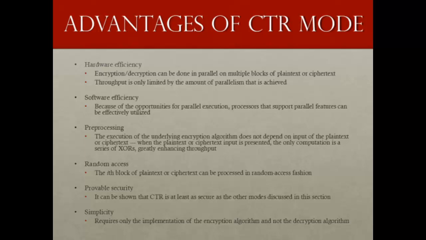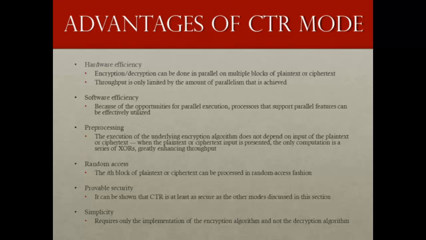Random access. The ith block of plaintext or ciphertext can be processed in random access fashion. With the chaining modes, block Ci cannot be computed until the i-1 prior blocks are computed. There may be applications in which a ciphertext is stored and it is desired to decrypt just one block. For such applications, the random access feature is attractive. For example, you could use this for reading a file. When a random read is performed, you could use this algorithm and just decrypt the part of the file that you need.